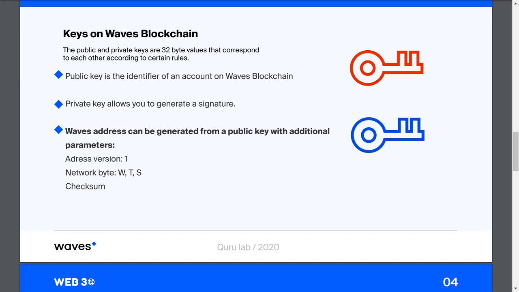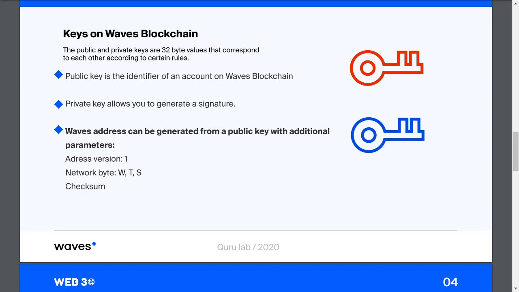We are making a different video on how a Waves account, the public key and the private key are generated. But before then, I need you to understand that the public key is the identifier of an account on the Waves blockchain. It's like an ID. It directs transactions. It is how you are seen and how you are known, just like an IP is your identity online.